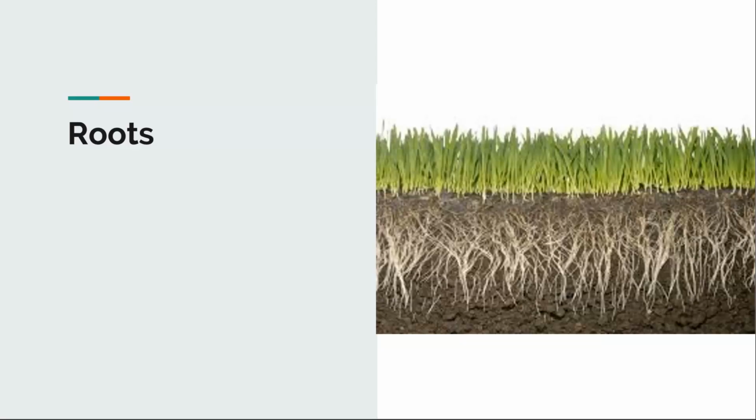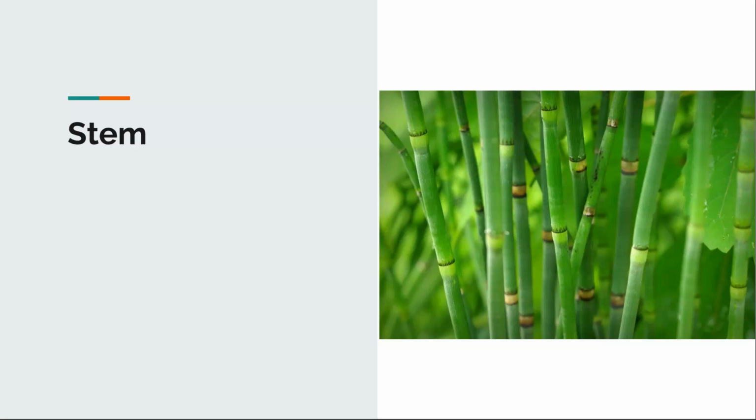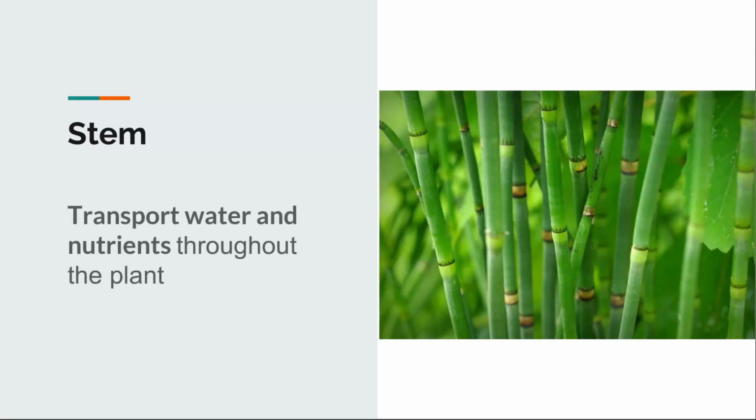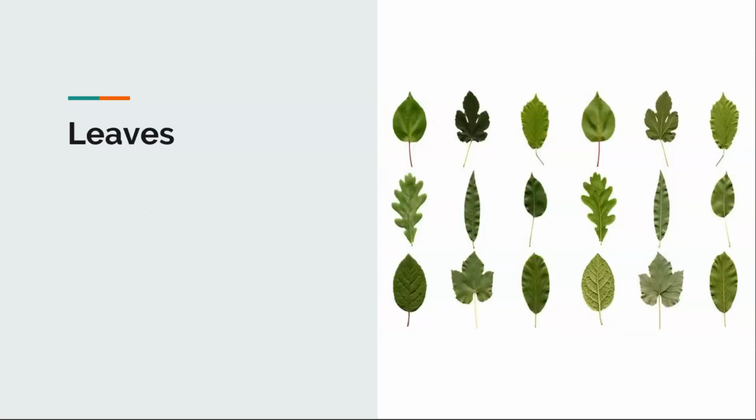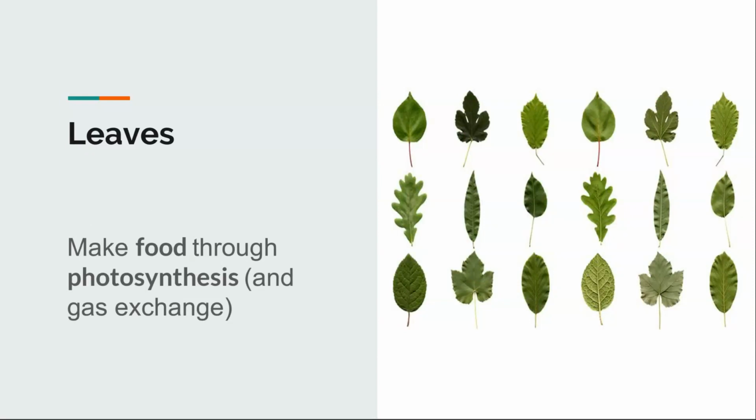You have roots. The roots are responsible to bring water from the soil into the plant. The stem is responsible for transporting water up the plant and transporting glucose and other minerals down the plant. And the leaves. The leaves are responsible for photosynthesis. They also play a key role in the transport of water, but their key job is photosynthesis.